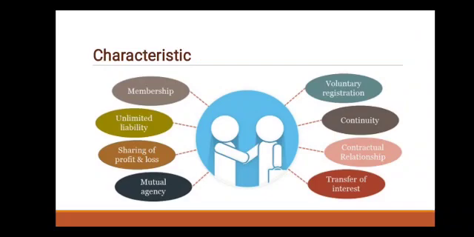Characteristics of partnership. Partnership is a voluntary registration, continuity in a partnership business, contractual relationship included in partnership business, transfer of interest, mutual agency, sharing of profits and loss among partners, unlimited liability in partnership, and membership included in a partnership business.